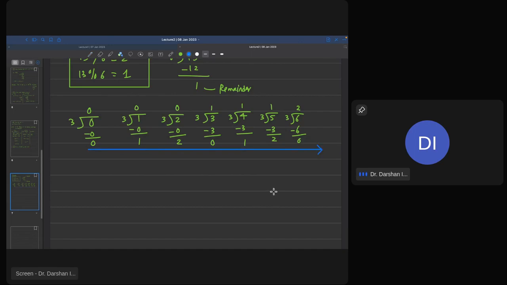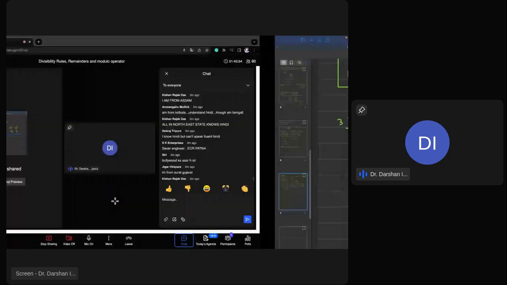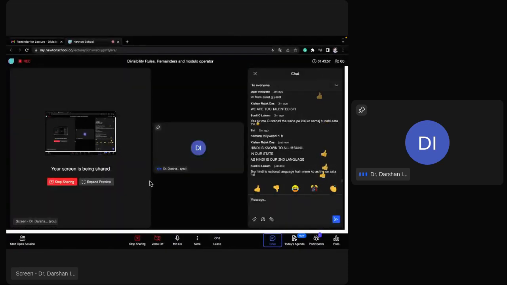Are you convinced that the remainders, for numbers 0, 1, 2, 3, 4, 5, 6, 7, 8, 9, 10, are always going to repeat in the cycle of 0, 1, 2? Give me a thumbs up if you're convinced. Yes. The remainders are going to repeat in the cycle of 0, 1, 2.